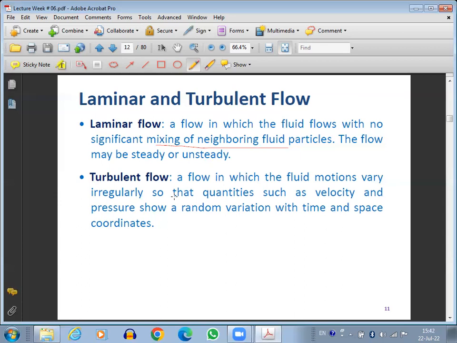Multiple factors. We are going to discuss those factors later on. Not right now. Right now, our focus is just to classify different kinds of flows. We have a lot of flows in the world. I want to classify them, put them in classes.